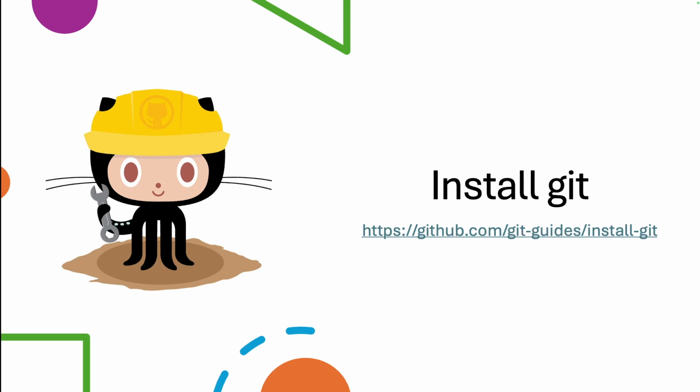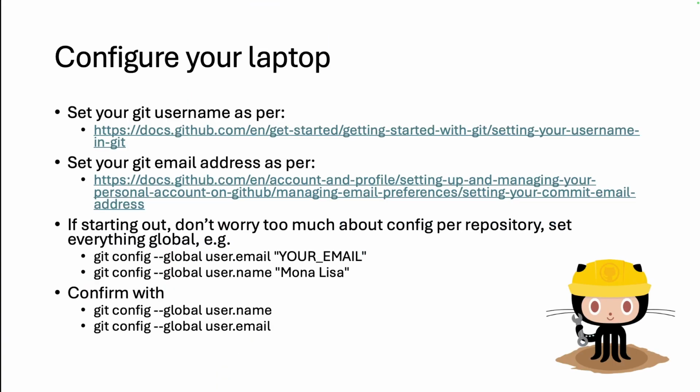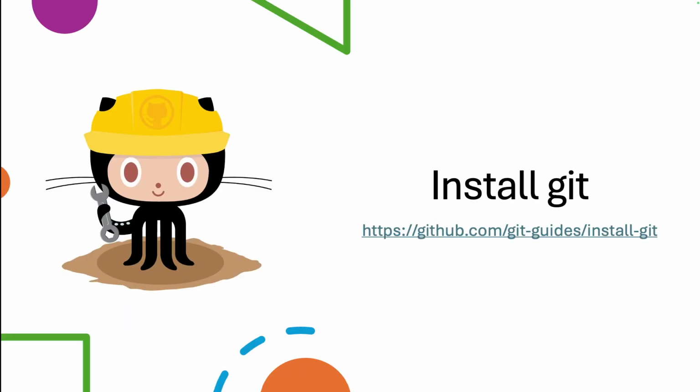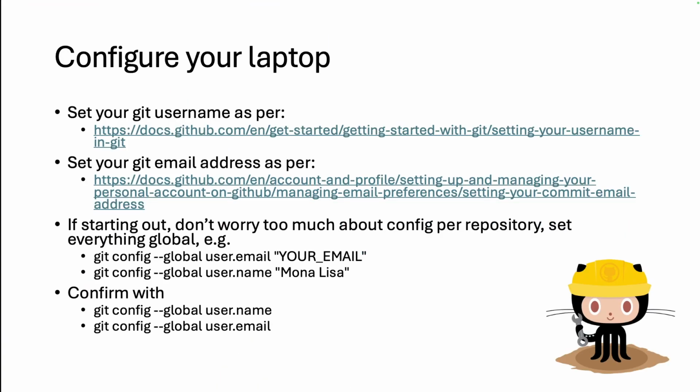So I'm not going to step through the install on every system. This guide is really good. It has a different tab for Windows, Linux, and Mac. Go take a look at it, install Git. Hopefully it should be okay. If not, let me know.